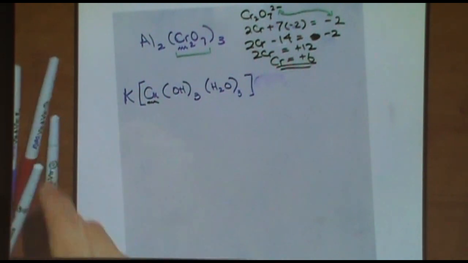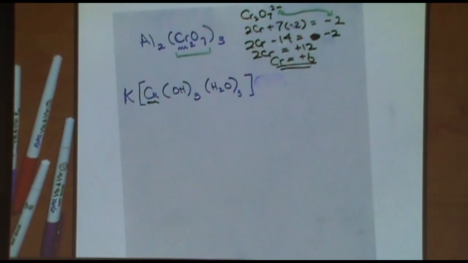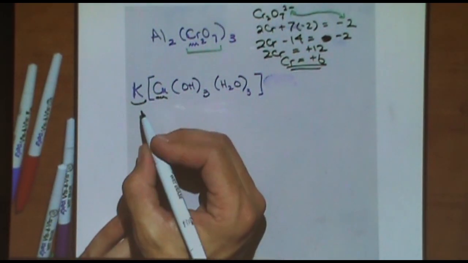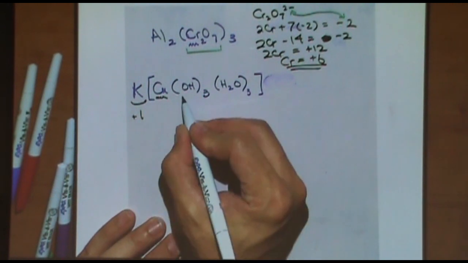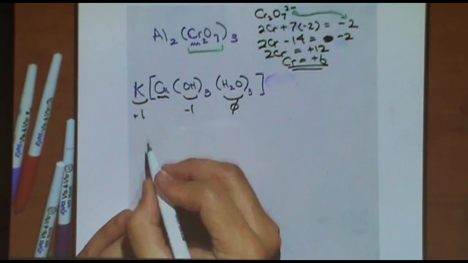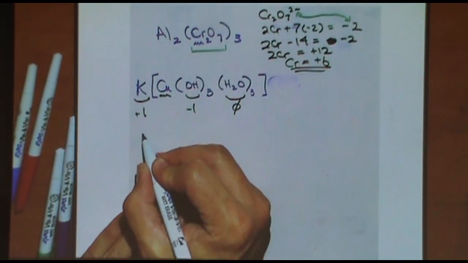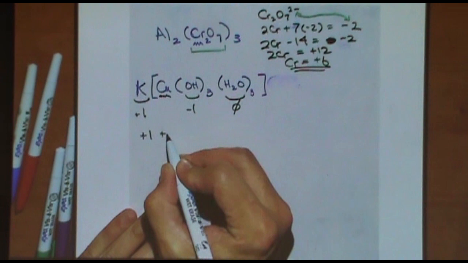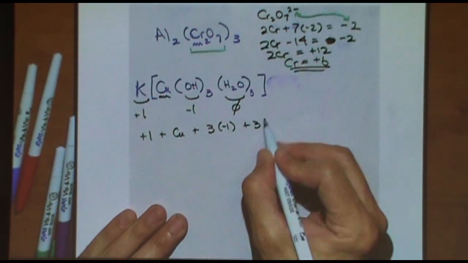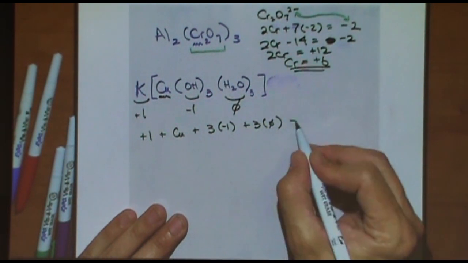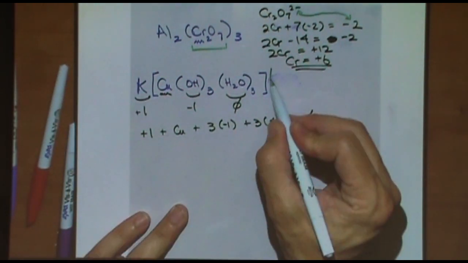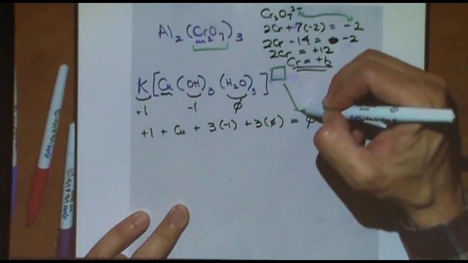Okay. Next. So here, same sort of thing. You want to see what you recognize. So K has what common oxidation state? Plus 1. OH, minus 1. H2O, 0. Okay, so you go plus 1 plus Cu, plus 3 minus 1s for OH, plus 3 zeros for H2O equals the overall charge of the entire species. Notice that there's no number superscripted there, so that's why we put a 0 there.